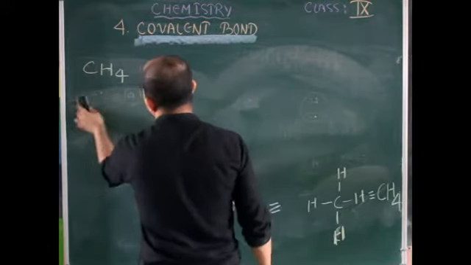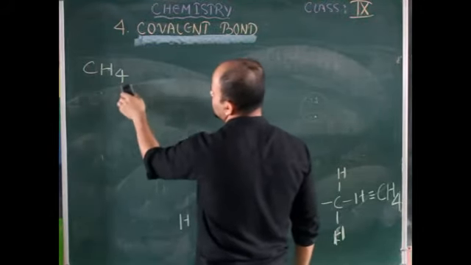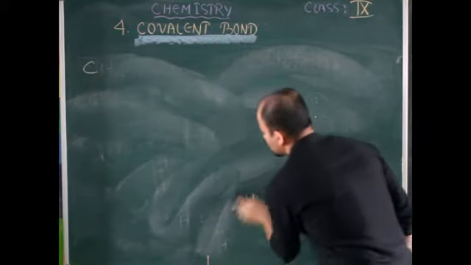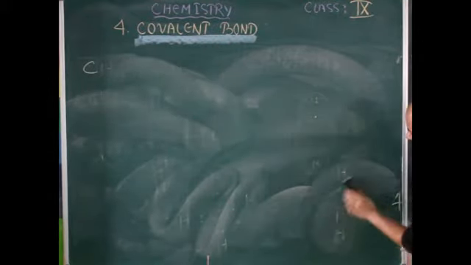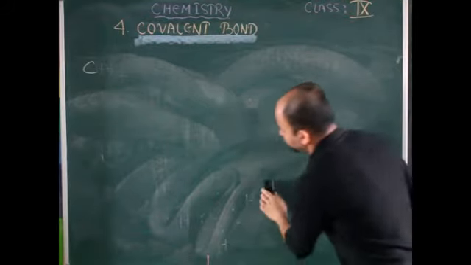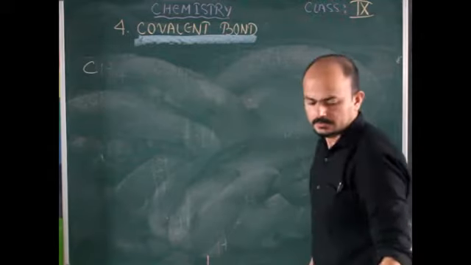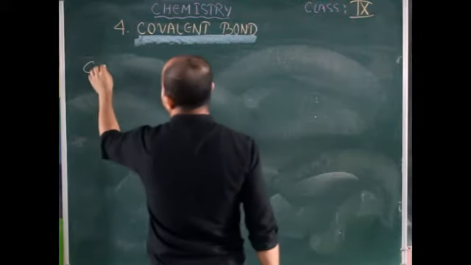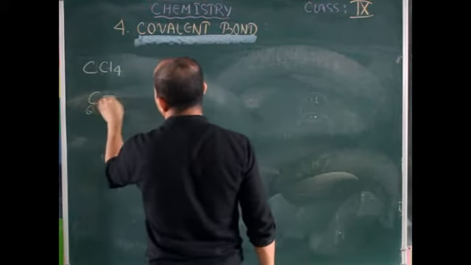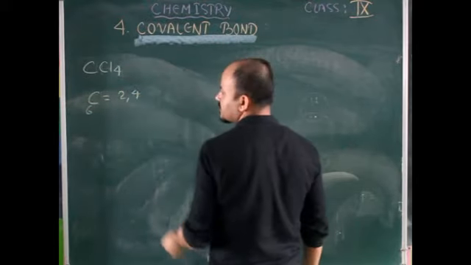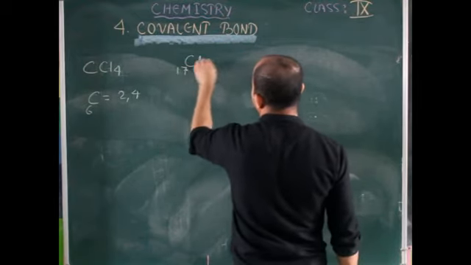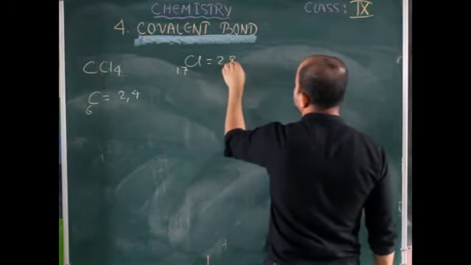Let's discuss one more structure which is there in your class 9 syllabus, that is CCl4. Now instead of hydrogen, what do we have? We have chlorine, CCl4. Again, carbon is 6, 2, 4, so 4 electrons in the valence shell. Chlorine, you know, is 17, 2, 8, and 7.